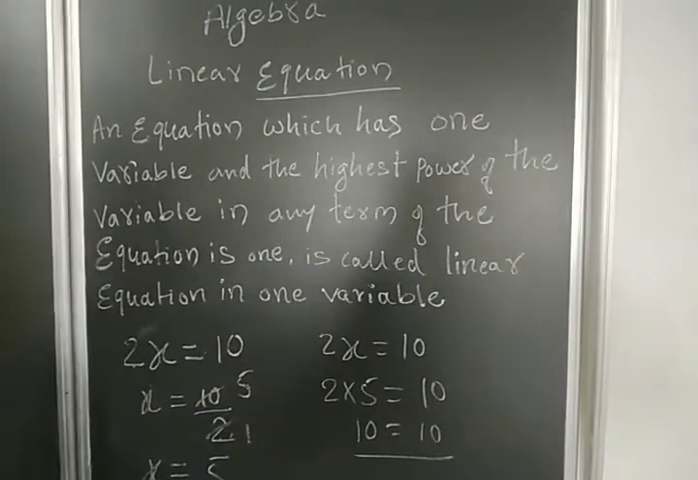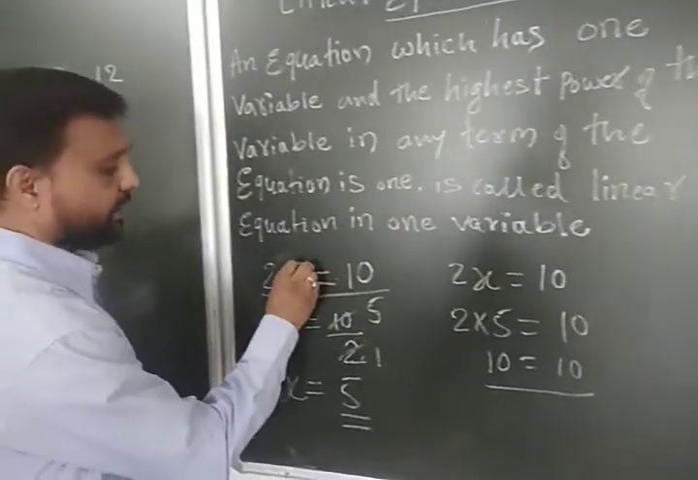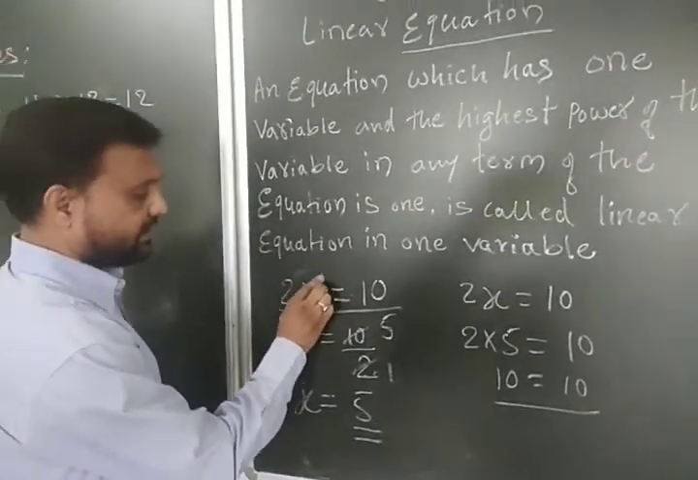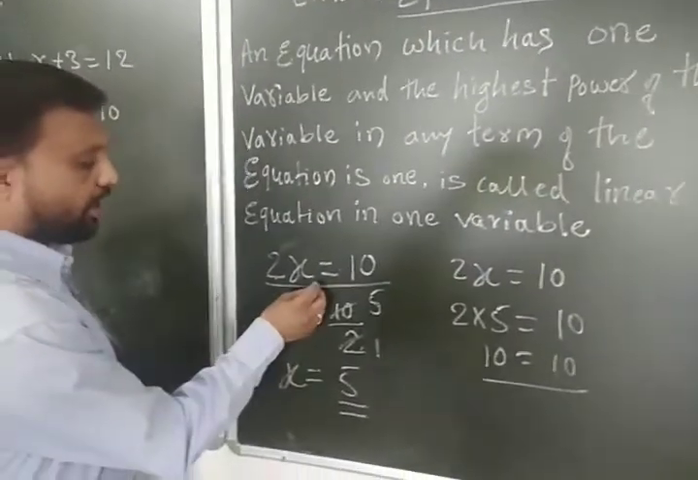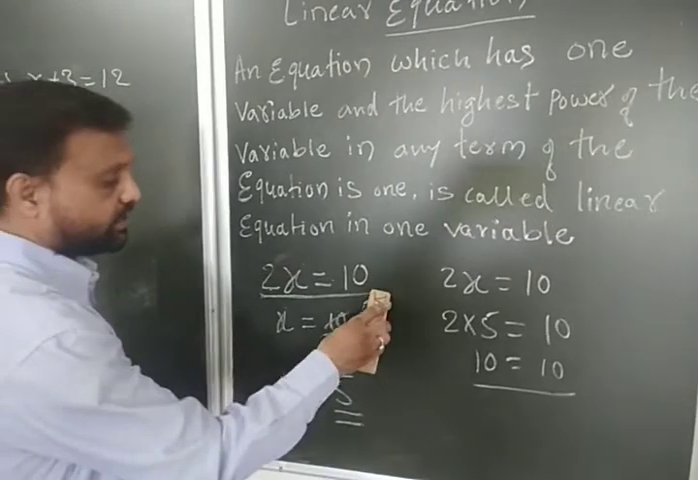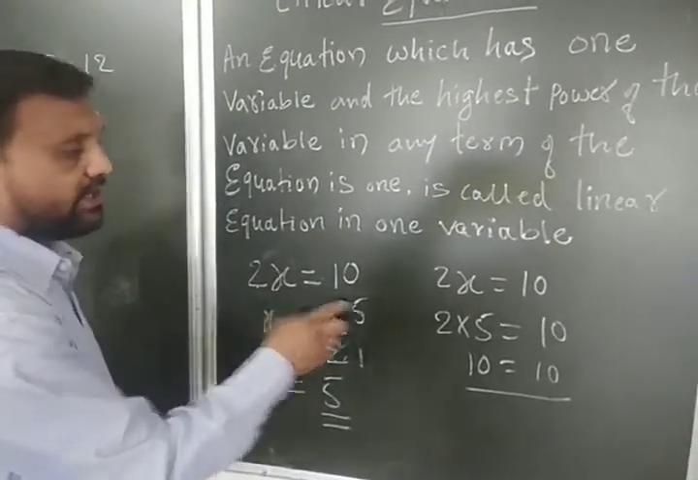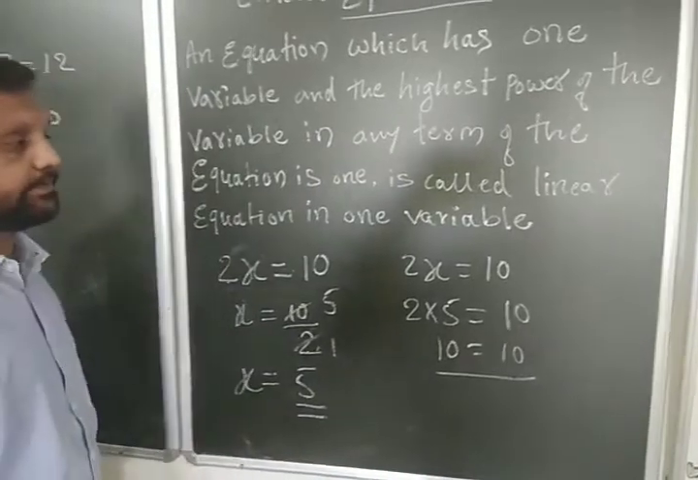In one variable. So we see in the equations, the power is what? Nothing means 1. So it is a one variable equation, and we are seeing that always LHS is equal to RHS in a linear equation. So we took some examples and we solved the problems.